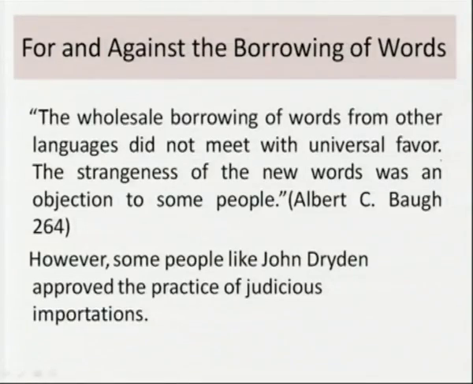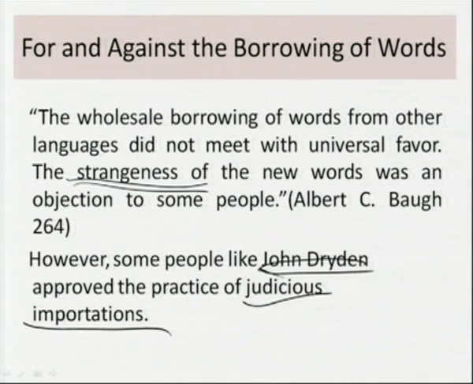If you look at this phenomenon of for and against the borrowing of words, A.C. Bohr says the wholesale borrowing of words from other languages did not meet with universal favor. The strangeness of the new words was an objection to some people. However, people like the Augustan poet John Dryden approved of the practice of what he called judicious importations from the classical languages. Those of you who are acquainted may also look up the lectures in the next module, which are on various periods of English language and literature, in particular the period of Dryden, which is known also as a neoclassical revival phase of English literature. So poets like John Dryden in the 18th century approved of the practice of judicious importations.